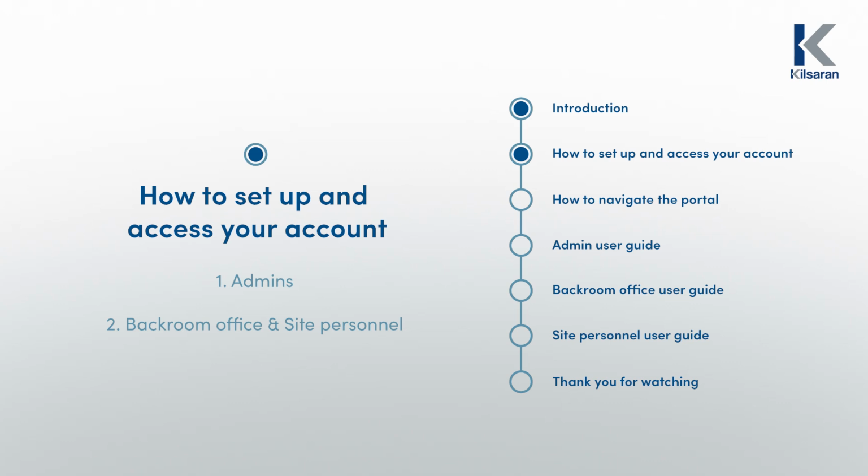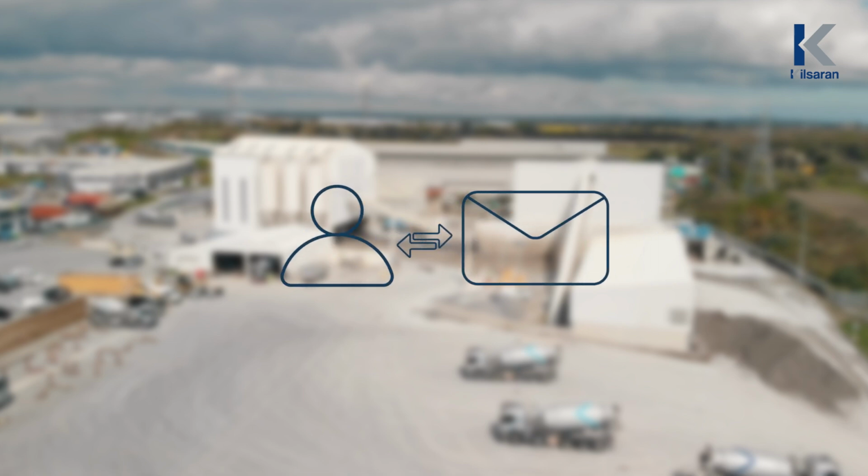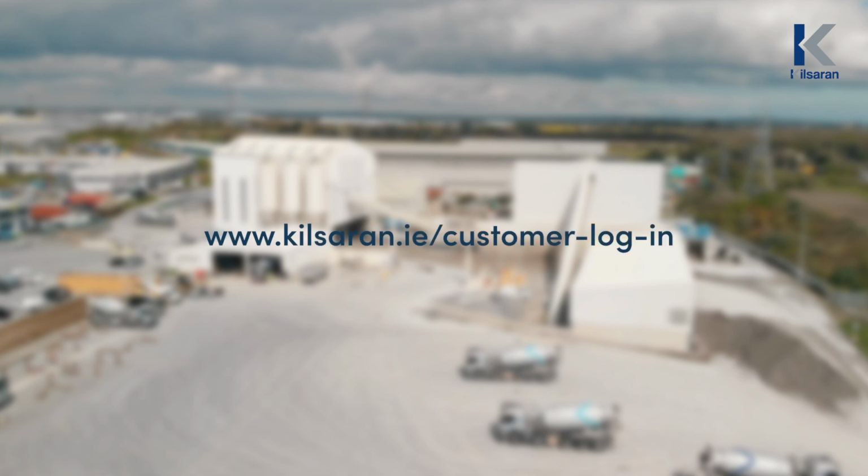How to set up and access your account. Admins. If you're an admin user, your Kilsaran Key Account Manager will set up your username and password and send them to you via email. If you've not received access, contact appsupport@kilsaran.ie. Once you receive these, you can access your account by clicking the link in your email.